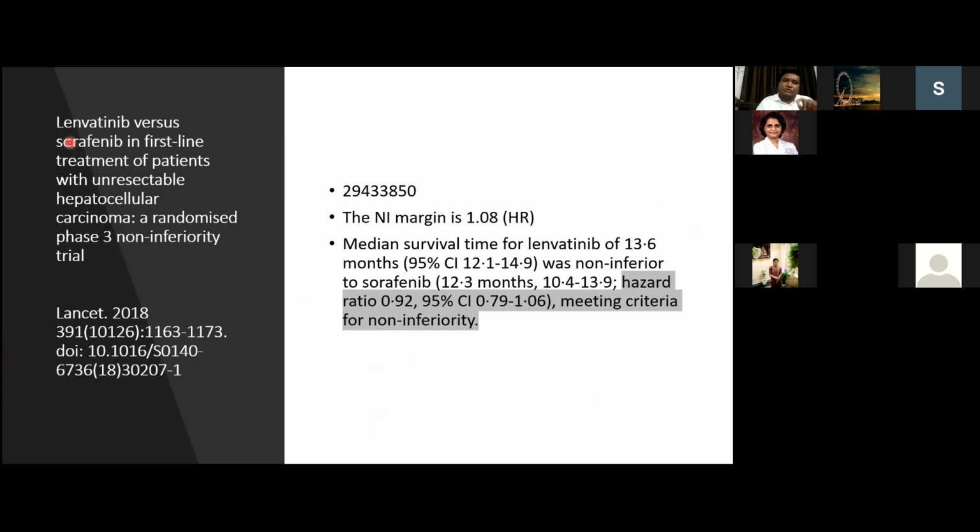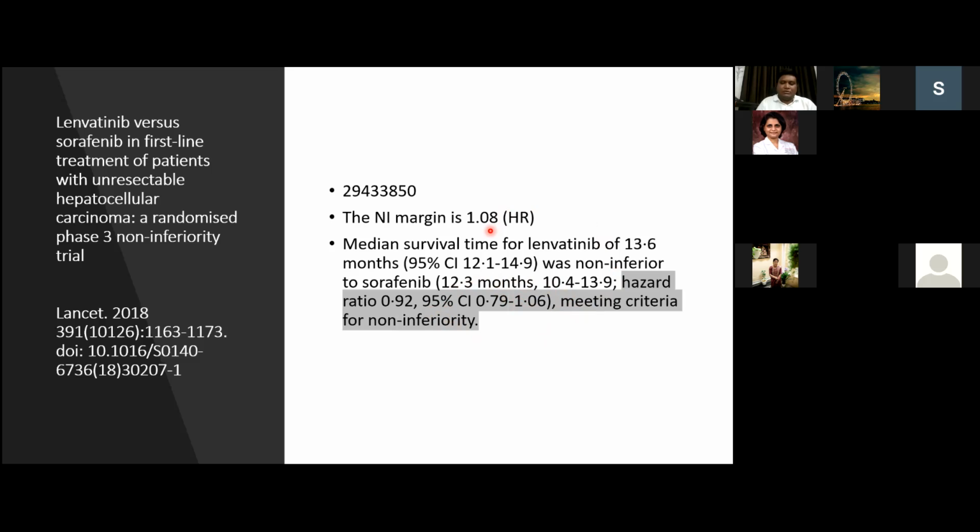Here you can see that this newer drug, lenvatinib, was compared against sorafenib, which is the standard therapy in first-line treatment of patients with unresectable hepatocellular carcinoma, in a non-inferiority study. As we saw previously, for designing a non-inferiority study, we should always define a non-inferiority margin. Here the non-inferiority margin defined was 1.08. If you observe the result, the median survival time for lenvatinib is 13.6 months, whereas for sorafenib it is 12.3 months, and you can clearly observe that the confidence interval, this 1.06, has not crossed the 1.08.